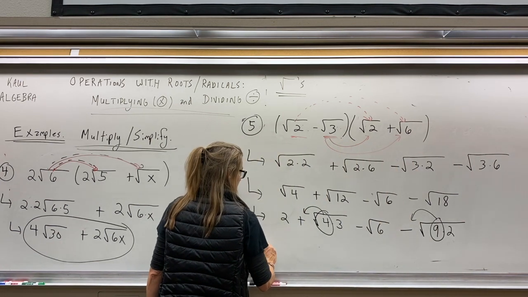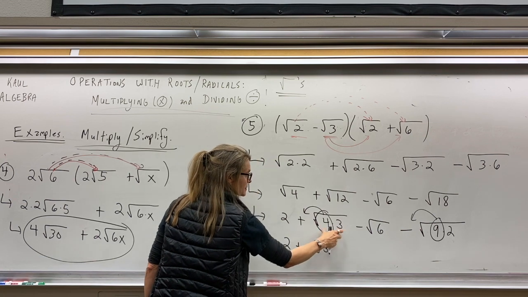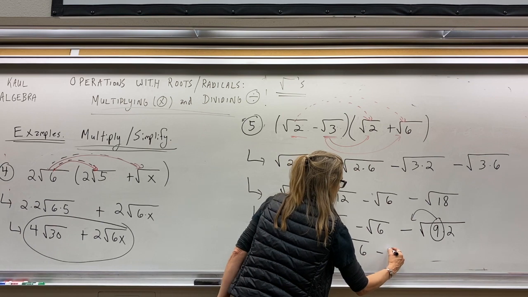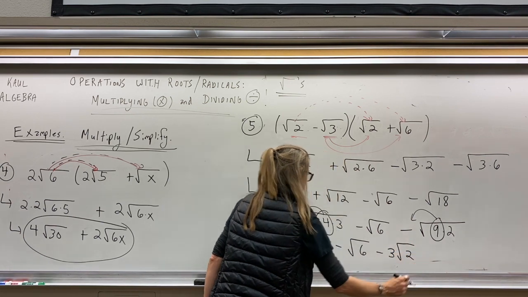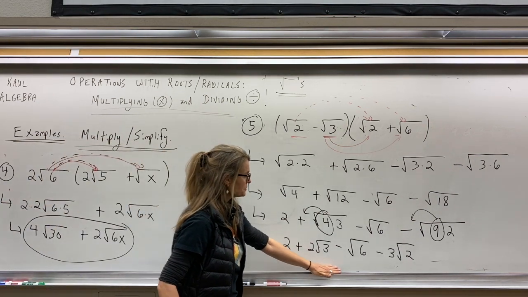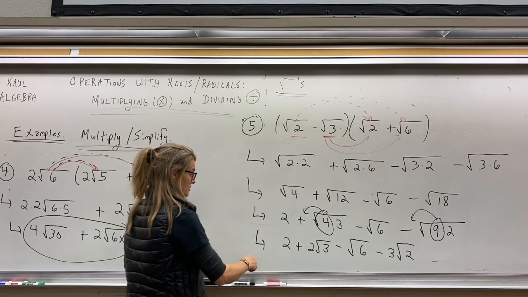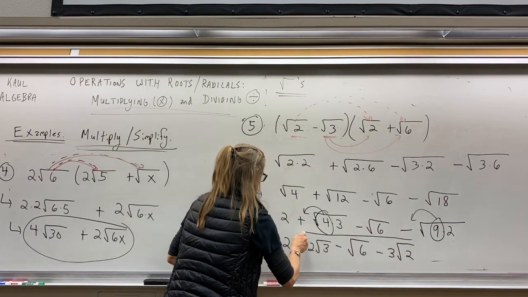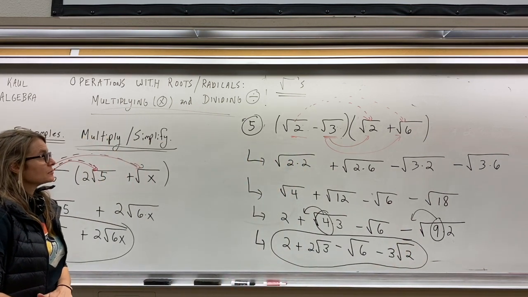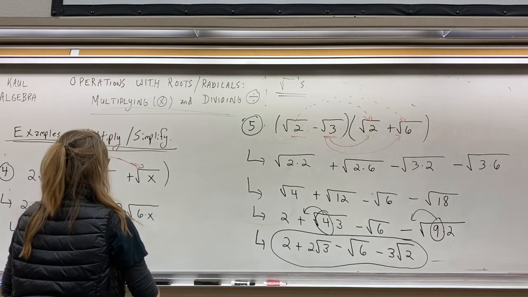Now my last step is to say 2 plus 2 square roots of 3, which is what this becomes, minus the square root of 6, minus 3 square roots of 2. And I look at this and try to determine if there are any like terms to combine, and no such luck in this problem. This would be my final answer. We tried, but we did write our radicals as simple as can be. Okay, one more and then we'll move on to divide.